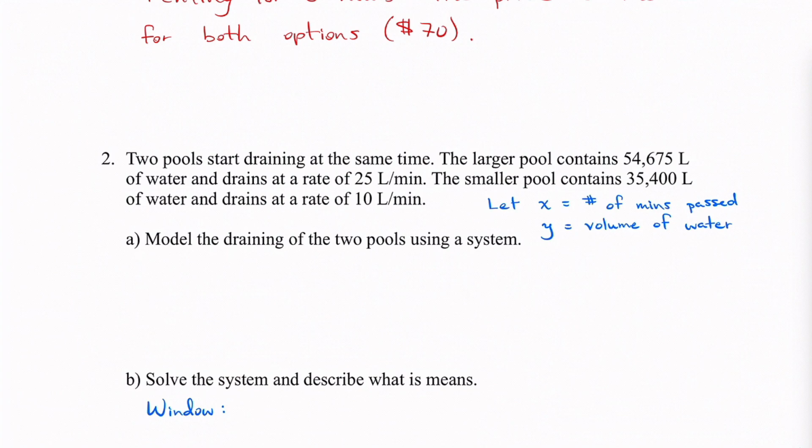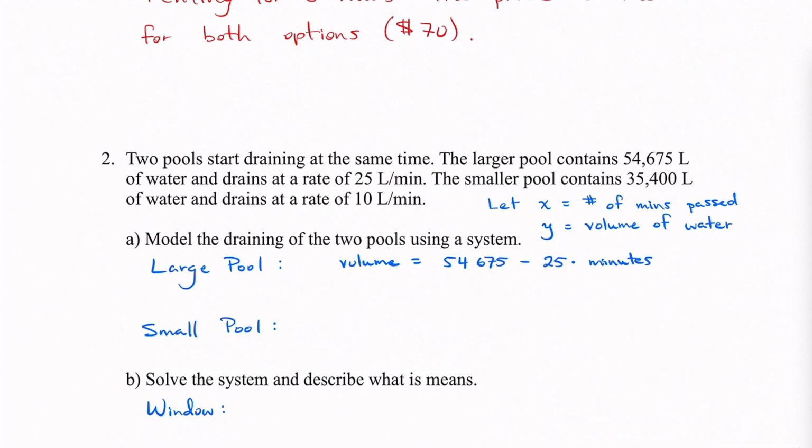So again, I'm going to make an equation for the large pool and then also for the smaller pool. So let's do the larger pool first. So that one, we're going to have our volume. It's going to be equal to, we're going to start at 54,675, and then we're going to be losing water. So we're going to minus off 25 liters for every minute. So we're going to have to times by however many minutes we have.